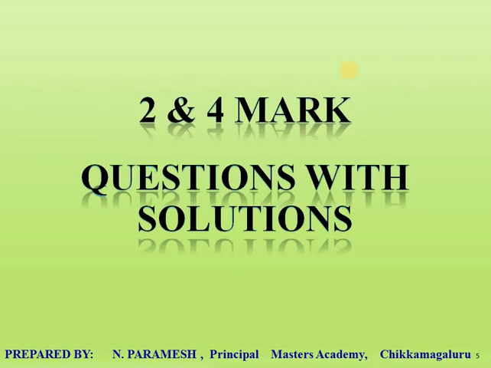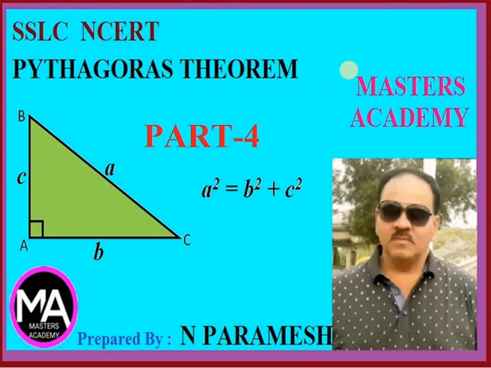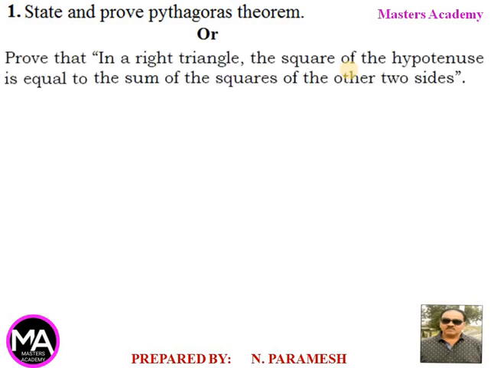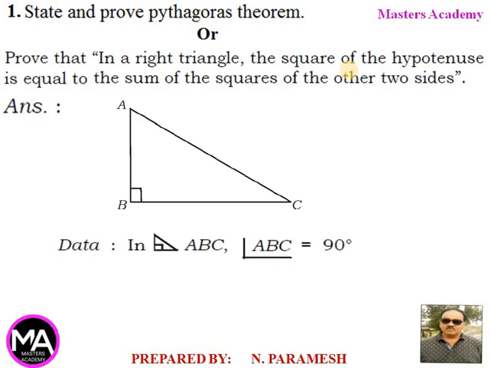2 and 4 mark questions with solutions prepared by N. Parmesh. First question: state and prove Pythagoras theorem. Prove that in a right triangle the square of the hypotenuse is equal to the sum of the squares of the other two sides. Answer: Data.